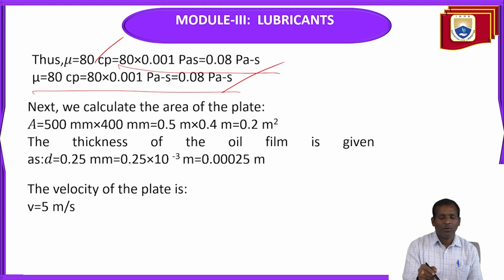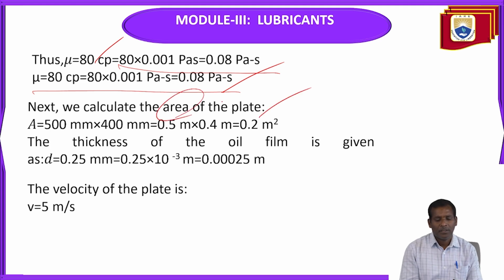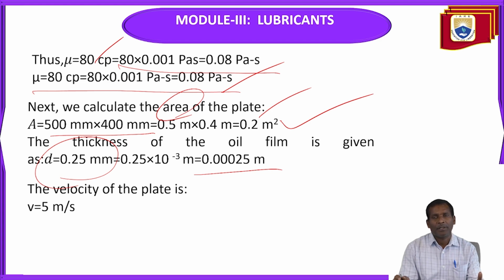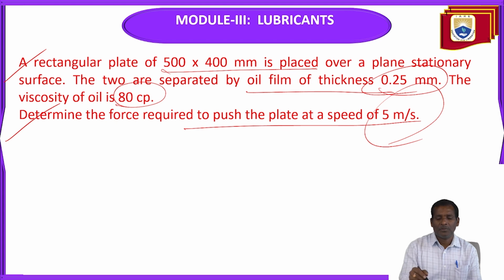Next we calculate the area of the plate. For a rectangular plate, area is L into B, so 500 mm by 400 mm. Convert into meters, and you will get 0.2 meters square. The thickness of the oil film is given as 0.25 mm, so 0.25 into 10 to the power minus 3 meters, that is equal to 0.00025 meter. The velocity of the plate in the given problem is 5 meters per second.